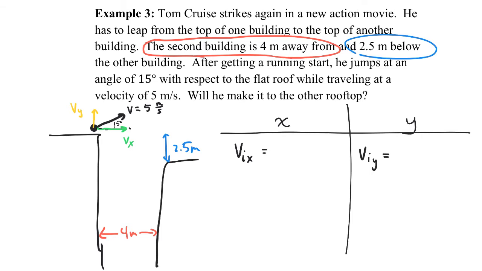So when I'm looking at the x velocity, and this is never going to change, as long as your angle theta is between the horizontal and the vector, which it is, 15 degrees there, I'm going to use the velocity itself, which in this case is 5 meters per second, times the cosine of the angle. And in the y direction, I use the velocity itself, again, 5 meters per second, times the sine of the angle.